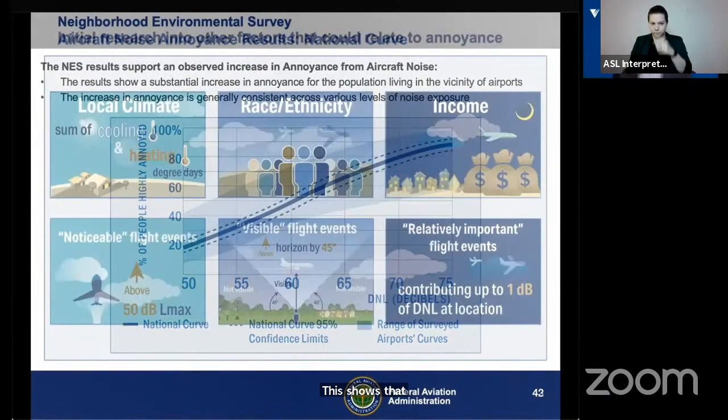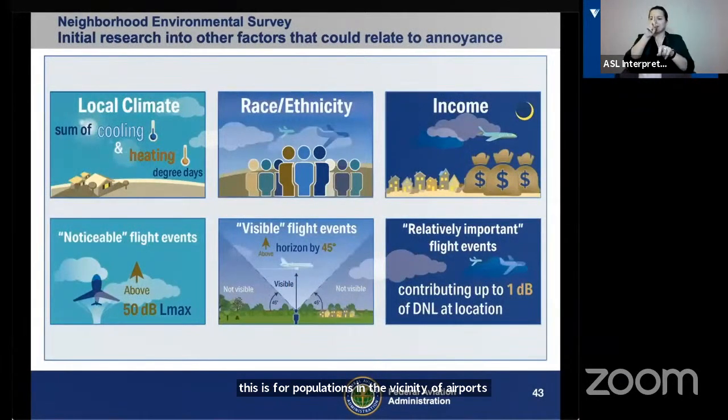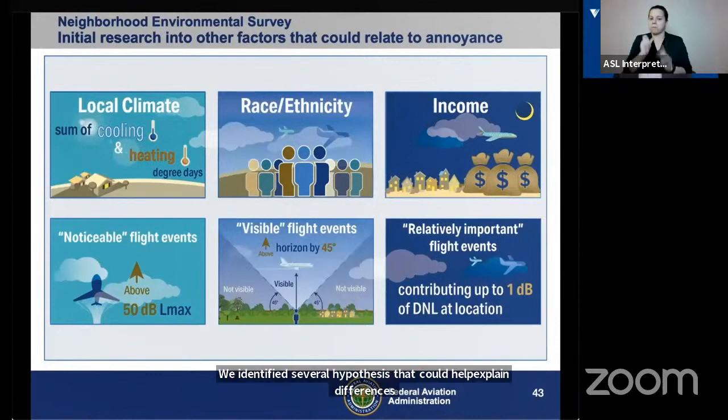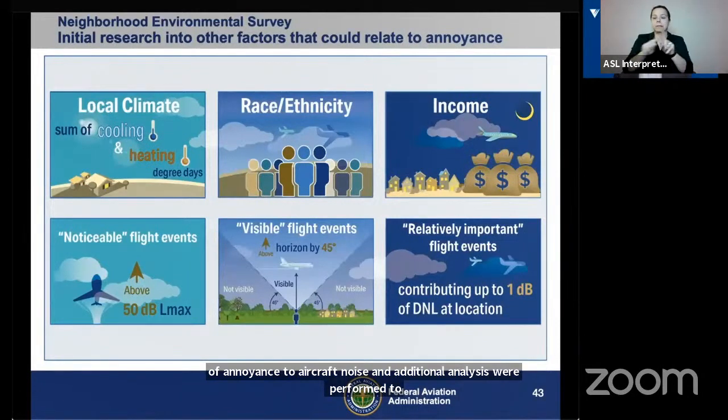You may be wondering, since different respondents exposed to the same DNL value do not all express the same annoyance level, are there other factors at play? Prior to the survey, we identified several hypotheses that could possibly help explain differences in annoyance to aircraft noise. Additional analyses were performed to investigate whether the airport-to-airport differences in the dose response curves could be partially explained by these other factors. The factors are shown on this slide.